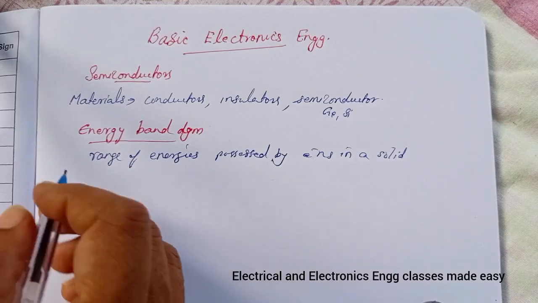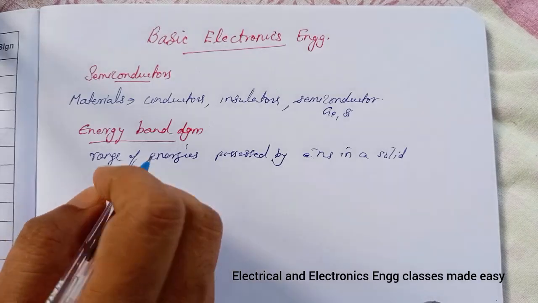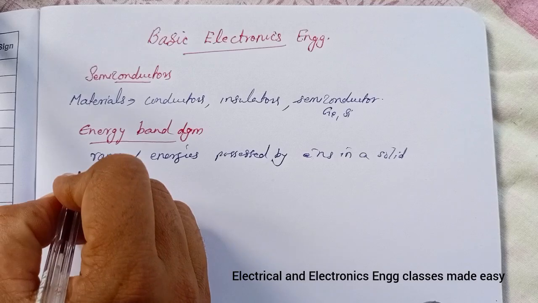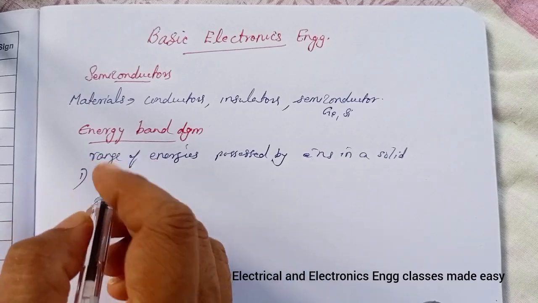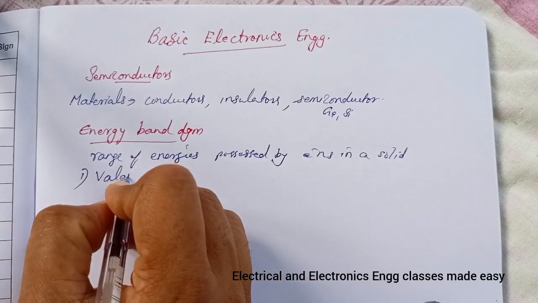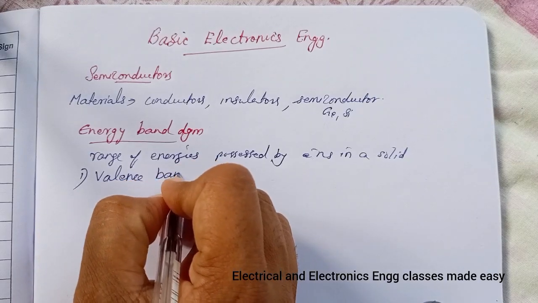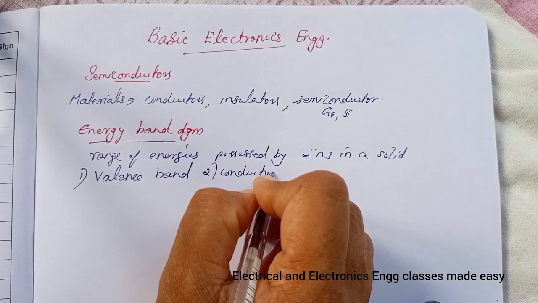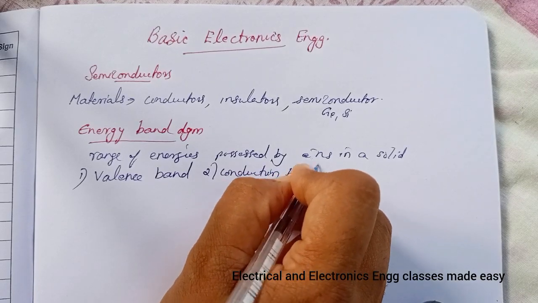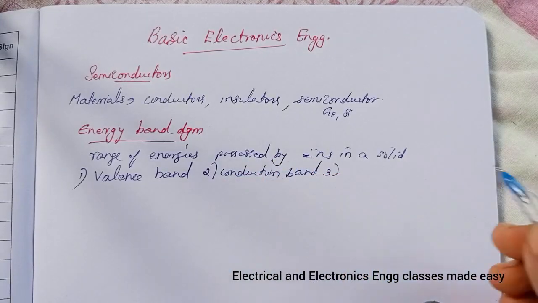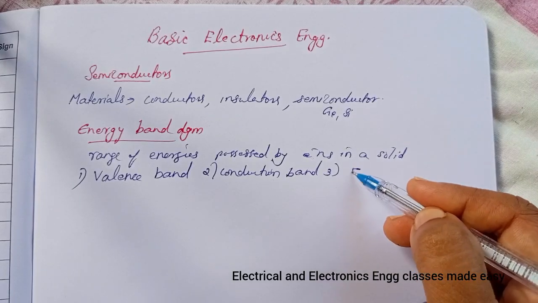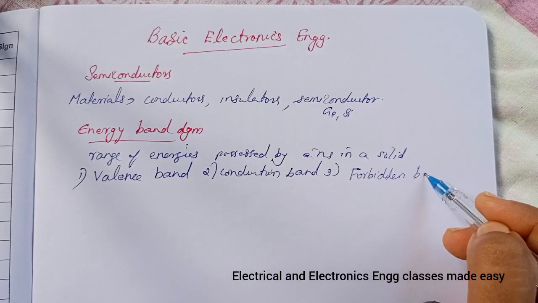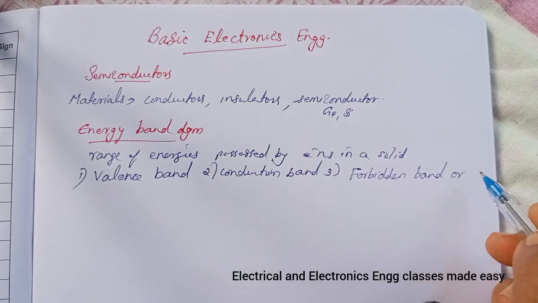And there are mainly three important energy bands. So the three important energy bands are valence band, conduction band, and forbidden band, also known as forbidden gap.